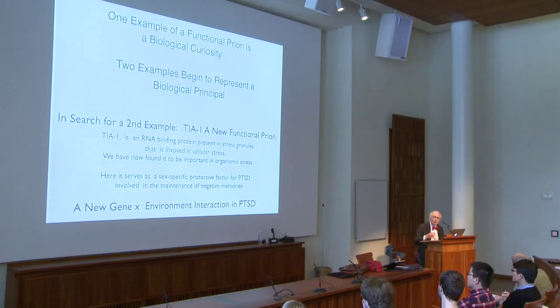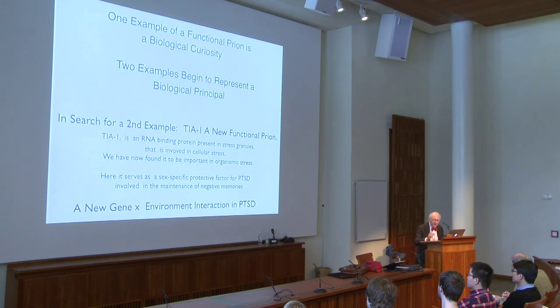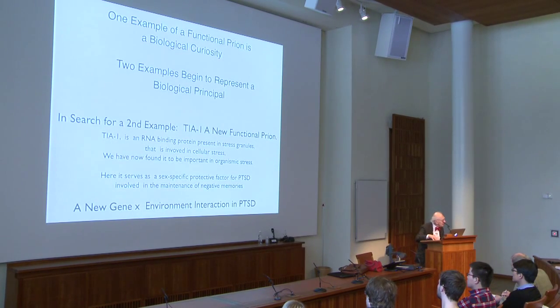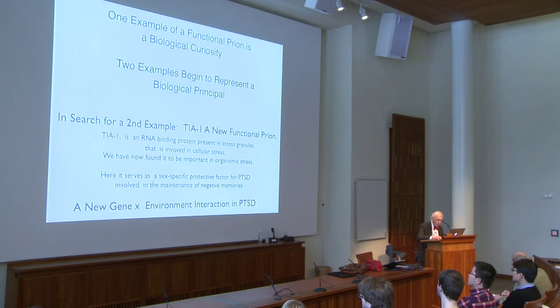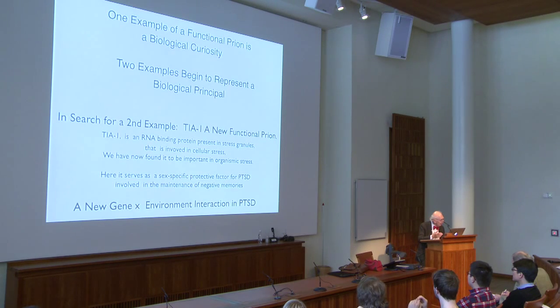Joe went on to show that it's also important in organismic stress, not just cellular stress, and that it's a protective factor for post-traumatic stress disorder. And it's a PTSD protector only in females. It is a sex-specific protective factor in females for PTSD. So this is really a new gene-environment interaction. Here's a gene. By itself, it doesn't do anything. But if you put the animal into an environmental contingency, post-traumatic stress, that is capable of eliciting this, you see the effect of this gene dramatically.